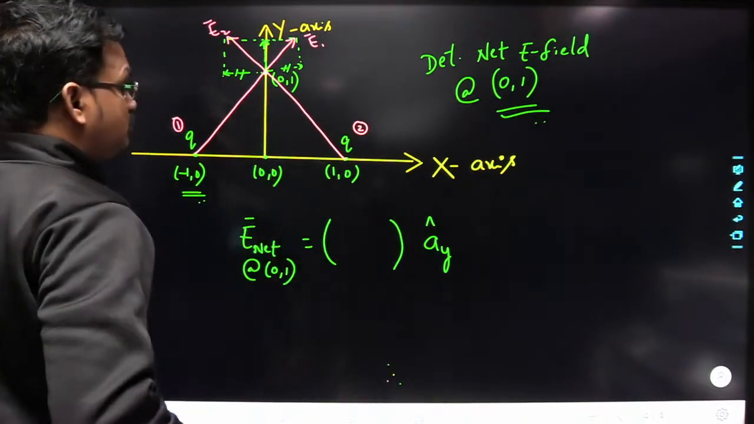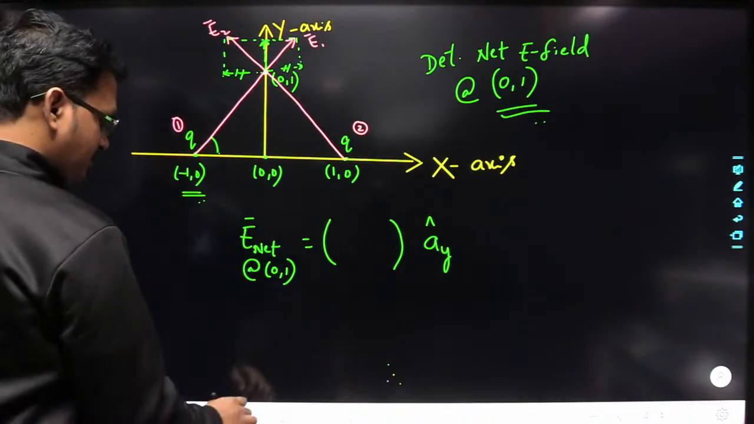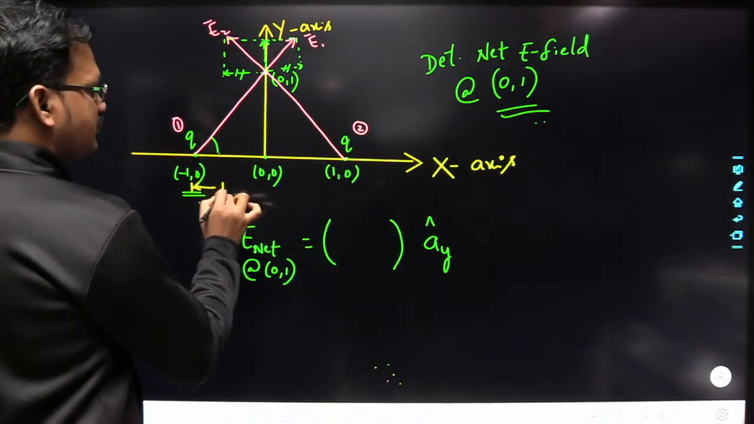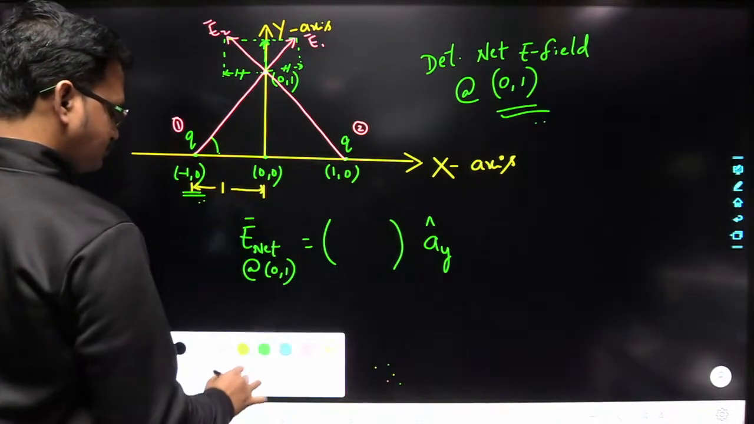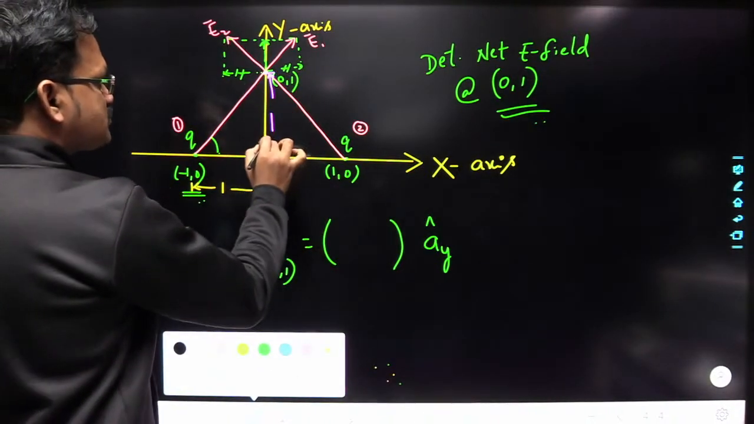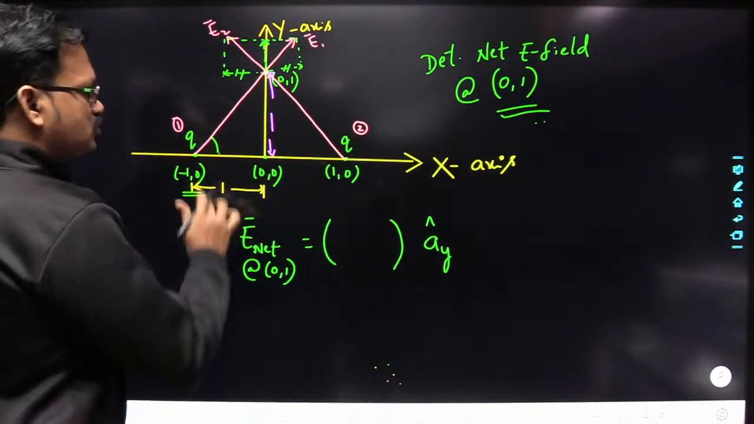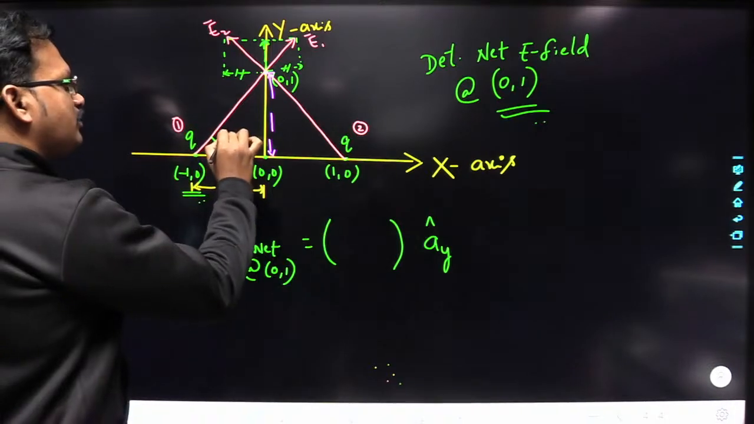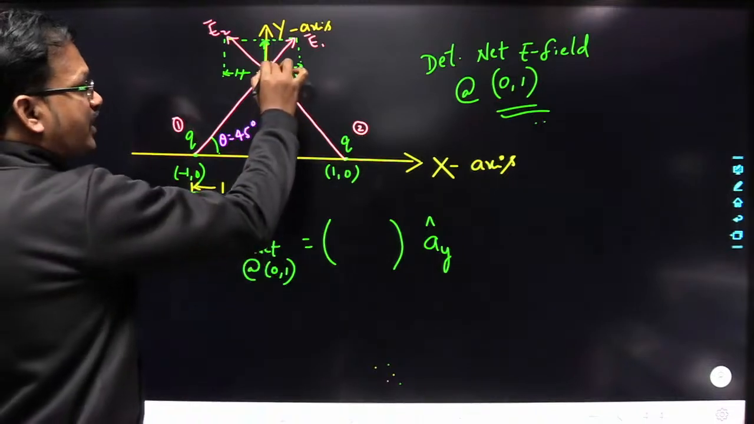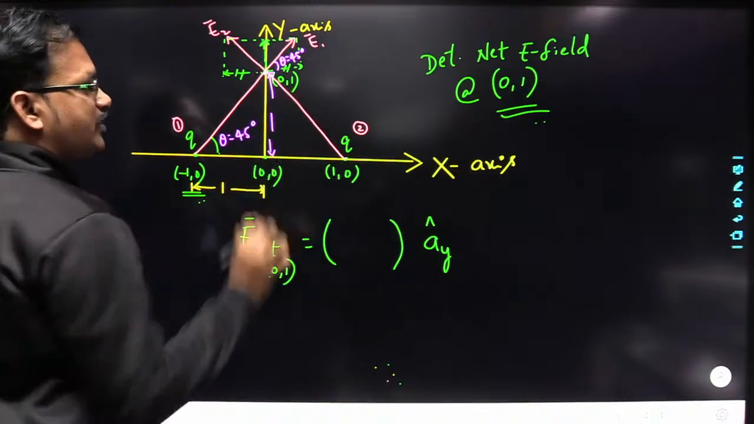Okay. So now see here. What is this angle here? Tell me. See, the distance from here to here is 1, and the distance from here to here is also 1. Yes or no? So this angle theta will become equal to what? This angle theta is equal to 45 degrees, right?